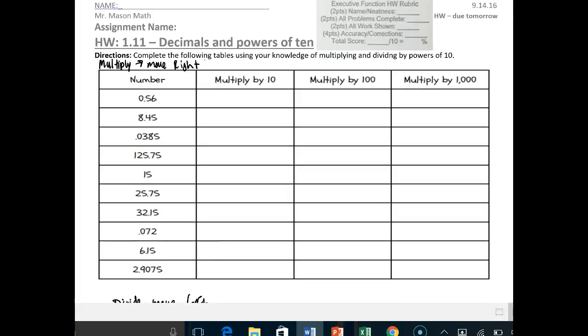So multiplying by 10, so that's 0.56. I only have one zero, so I'll move it one time. So my answer is 5.6. 0.56, I have two zeros this time, so I'm moving two times, equals 56. And 0.56, I have three zeros this time, so I have once, twice, three times. That's 560, because any empty space gets filled in with a zero.